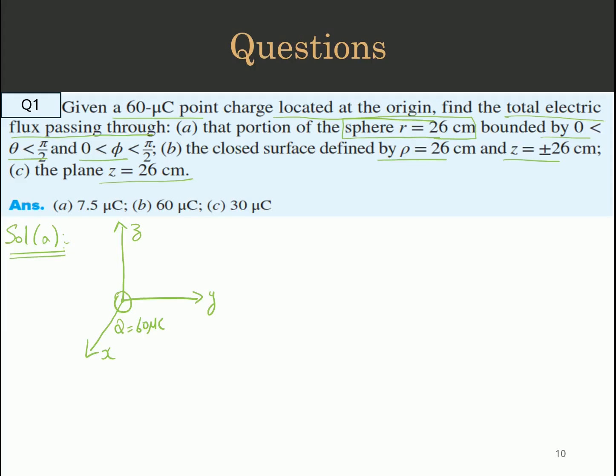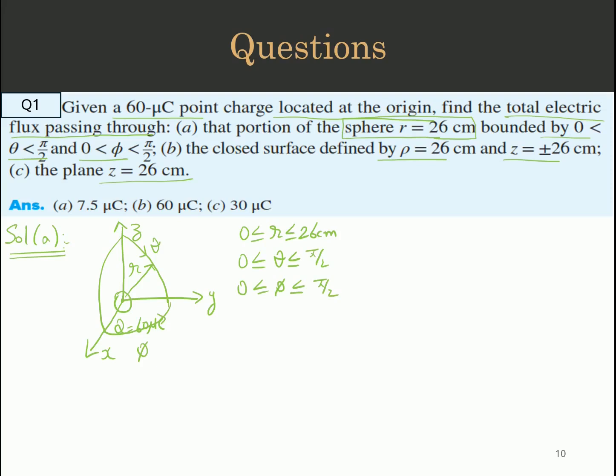Now we know that the spherical coordinate system has this structure. Let me complete this. This portion here represents theta, this movement from x to y is phi, and the value of r comes out to be this one, that is 26 centimeter. Now the value of r is between 0 to 26 centimeter, theta is from 0 to pi by 2, and phi is again from 0 to pi by 2.